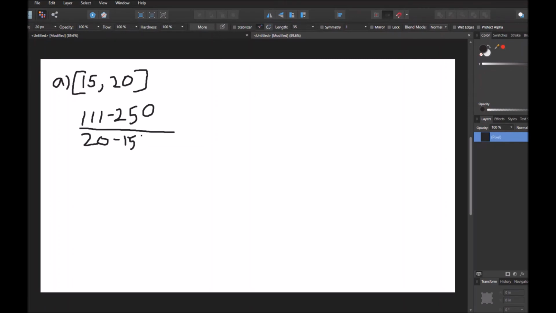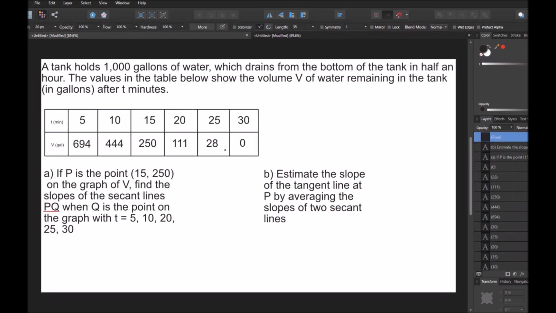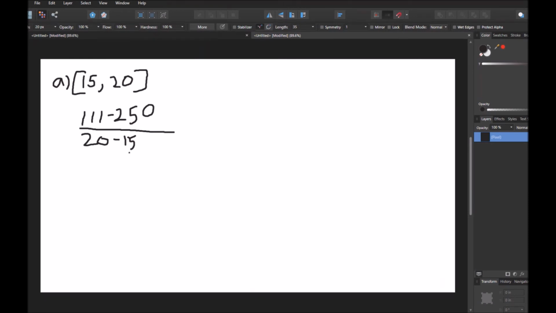And now this is going to be negative still, but for a different reason. The reason it was negative in the previous two intervals was because we were going backwards on the graph. Now it's negative just because this is a negative function. The volume of the tank is going to be decreasing if water is draining. It's just going to be negative. So I'm going to have to do 111 minus 250, which is negative 139. Negative 139 over 5. And that's going to be our answer for that one.